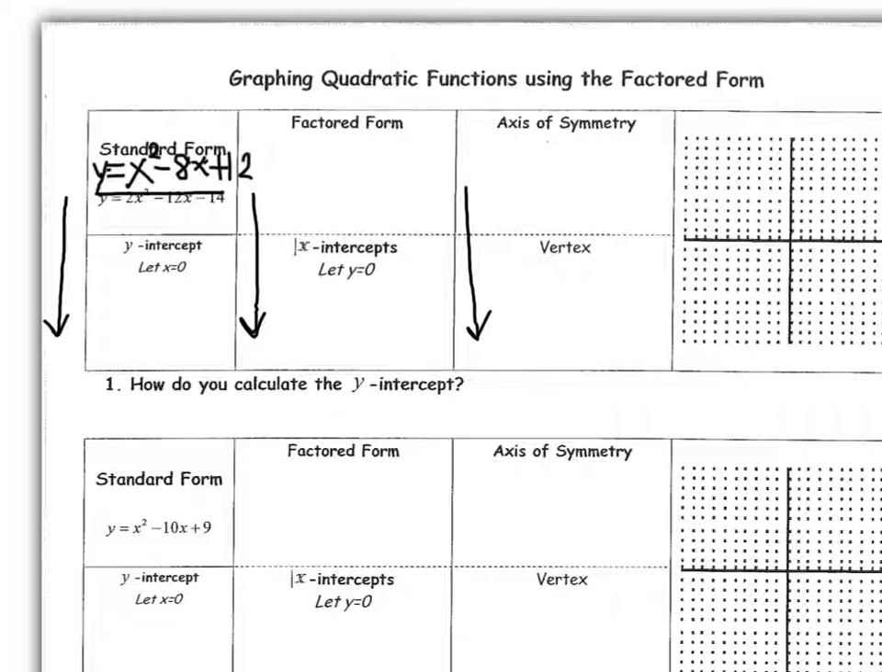Now, to find the y-intercept, that means it's crossing the y-axis. So x must be 0. So let's substitute 0 for x. So we get y equals 0 squared minus 8 times 0 plus 12. So then we know the y-intercept is going to be when y equals 12. Now we always write points as an ordered pair. So the ordered pair would be (0, 12).